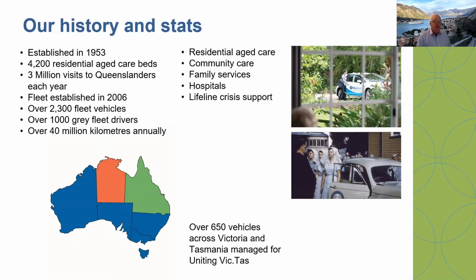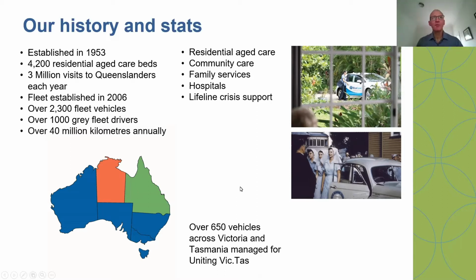Our fleet vehicles and our grey fleet vehicles collectively travel over 40 million kilometres annually. In addition, we also manage 650 vehicles across Victoria and Tasmania for Uniting down there. Again, a couple of pictures there of a current nurse and a group of nurses back in the 1950s.